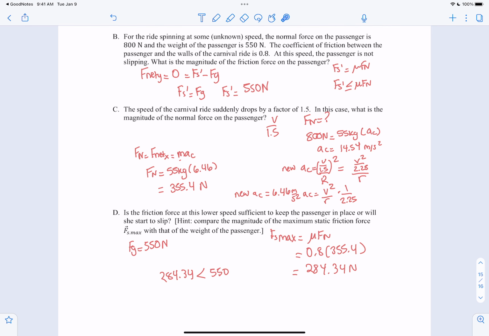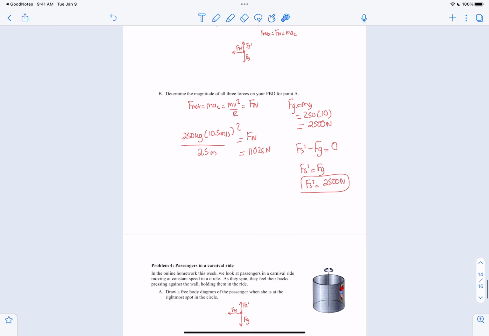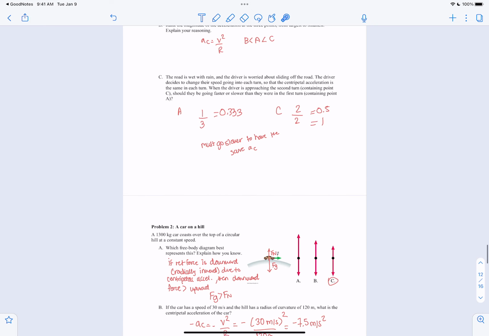Make sense? Okay. So that's our written homework. Really sped through that this time.